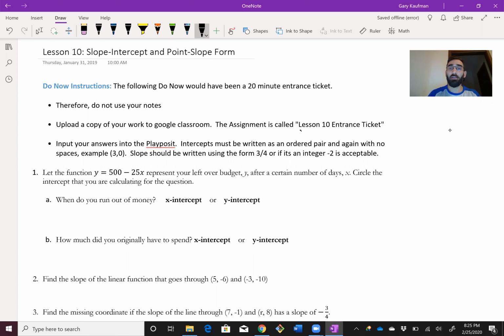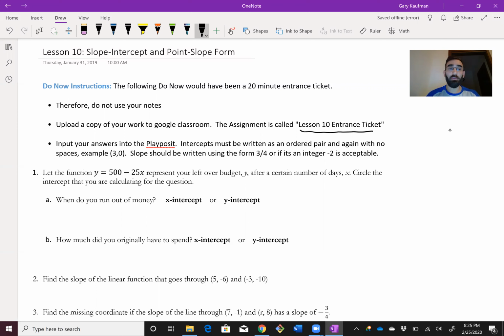On Google Classroom, I've actually posted the assignment as well. So if you'd like to download it and you have a printer, feel free to print it out as well. I'm going to remind you that after this pause, you'll have the interactive where you're going to input your answers for some of the questions.